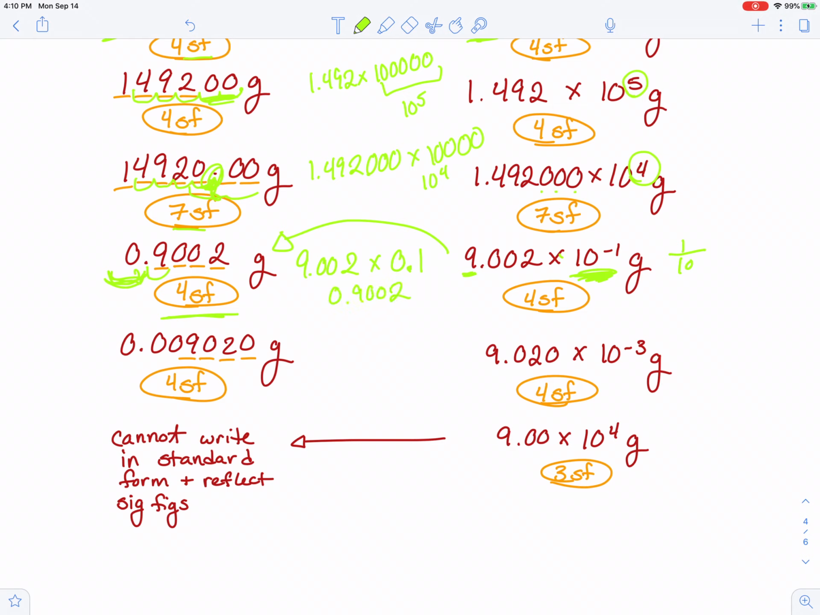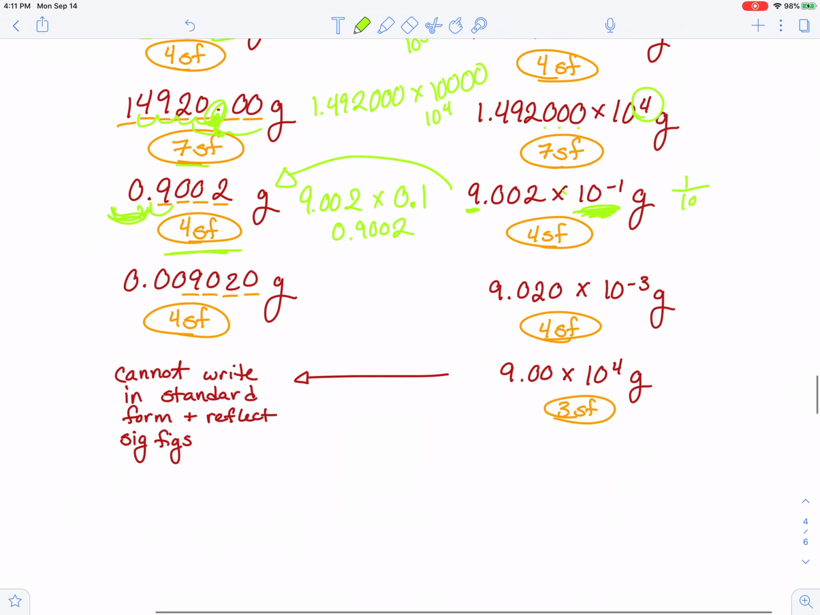So again, not the best way to write this particular number, but our numbers are going to get very, very, very small, like times 10 to the negative 23. And so instead of writing those very, very small numbers, it's going to be more convenient to write it in scientific notation.